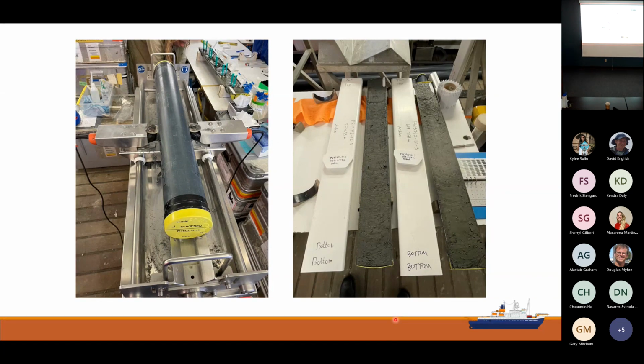Later in the cruise, we would open the cores by splitting them in half, and you would keep one half for archiving and the other half for sampling.